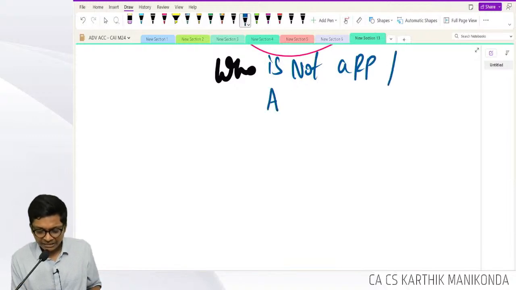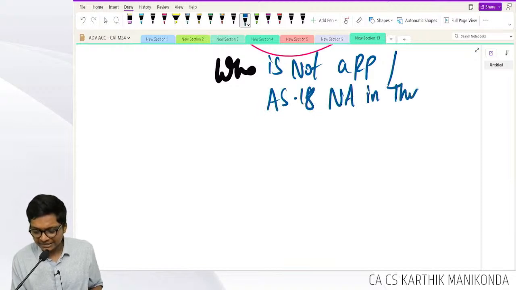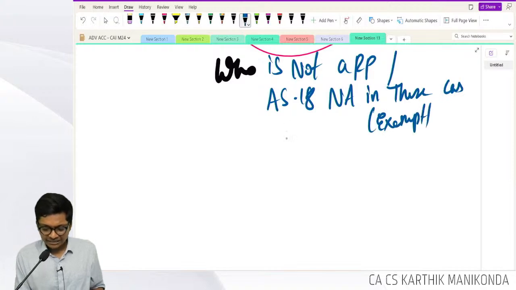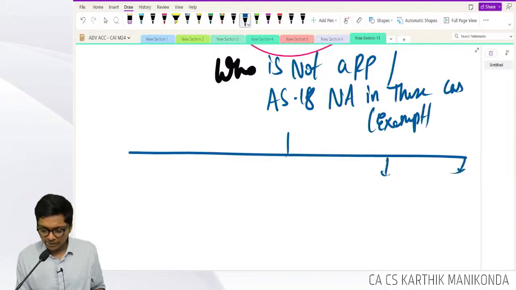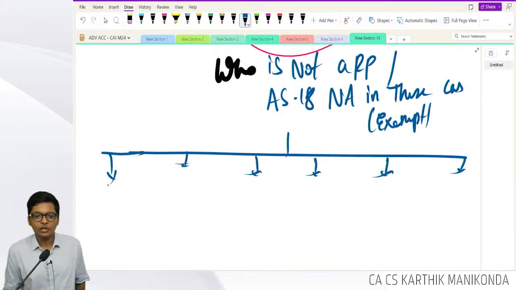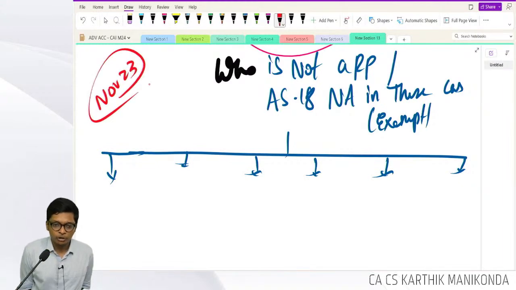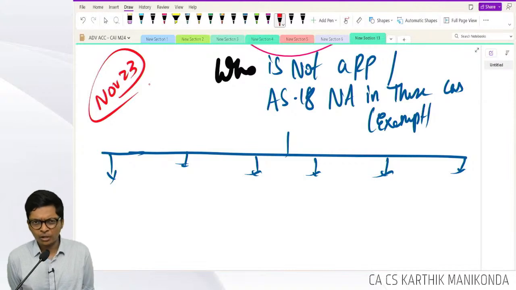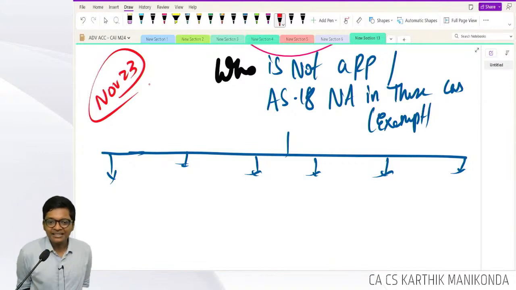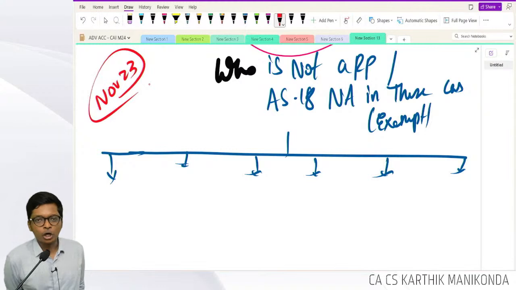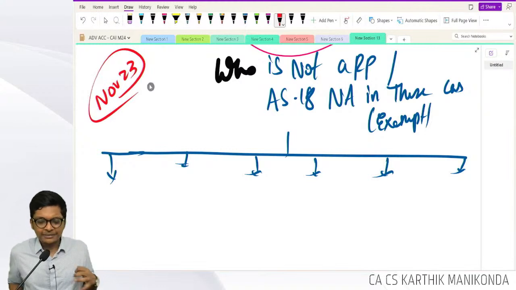over here. AS 18 not applicable in these cases. Basically, it is exempt, guys. This is a common question. Many times they have asked in exam. For November 23, you can mark AS 18 as important because they haven't tested for a while. They have not tested for a long time. When AS 18 is not applicable, simple.